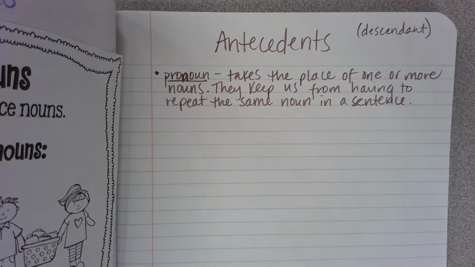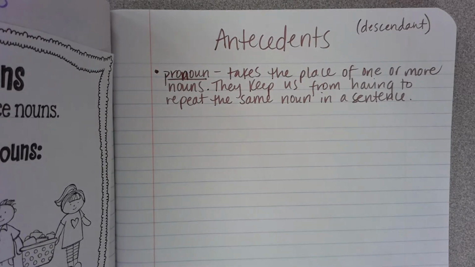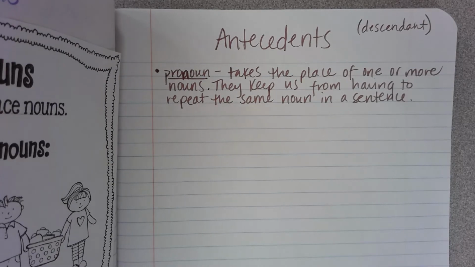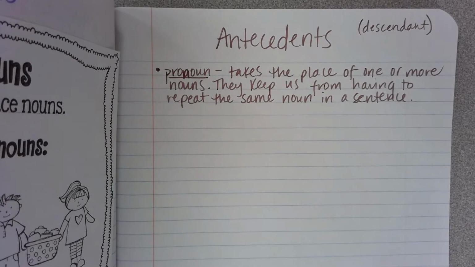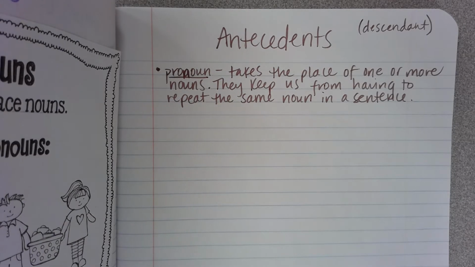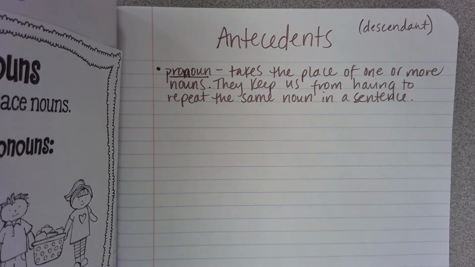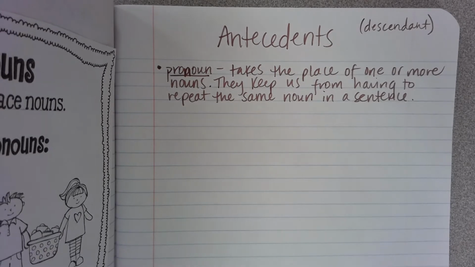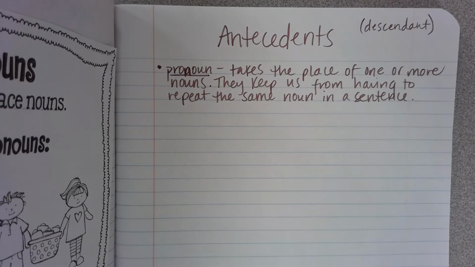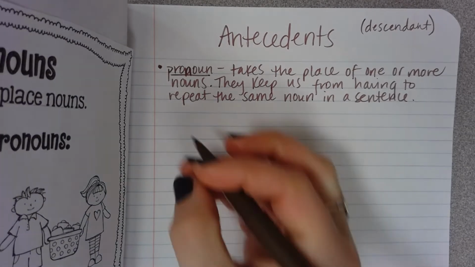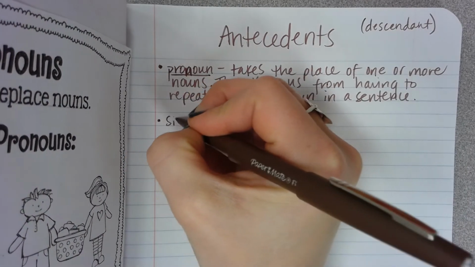Mrs. Hurst took the garbage out, Mrs. Hurst then did the dishes, but then Mrs. Hurst forgot to add a pan that was on the stove into the sink. So then Mrs. Hurst added it in. Well, you're repeating that same noun over and over. And a lot of the times we would say, Mrs. Hurst took the garbage out, and then she went in and did the dishes, but then she realized she forgot a pan on the stove. So pronouns take the place of those nouns, and they keep us from having to repeat the same noun in a sentence.